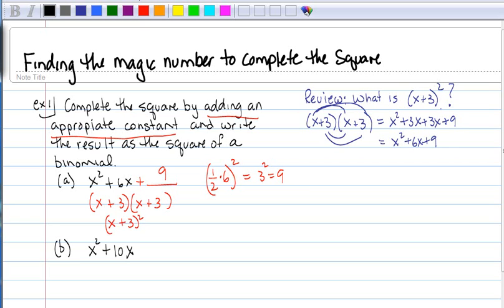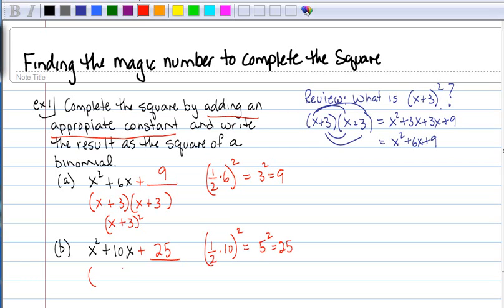Let's try another one. What is the magic number if you have a 10x there? I'm going to go plus what? Try to find the magic number. What would it be? Well, it's going to be 25. How did I get 25? I took 1/2 of the 10 and I squared it. 5 squared is 25. Let's see if it worked.